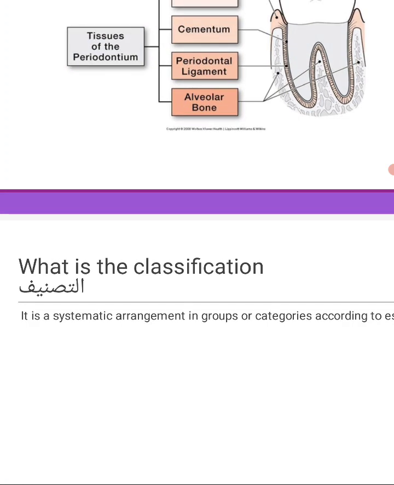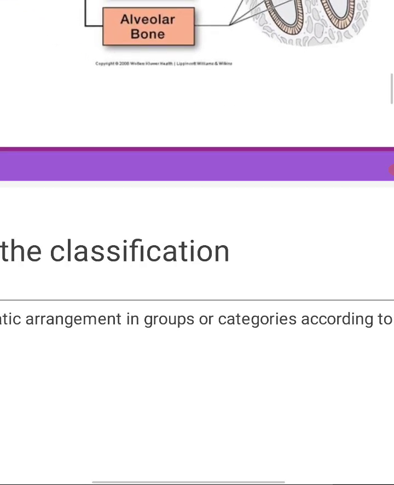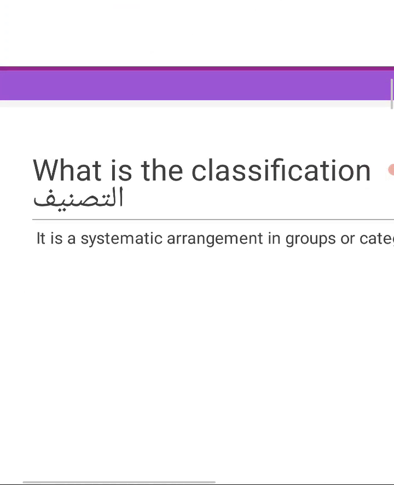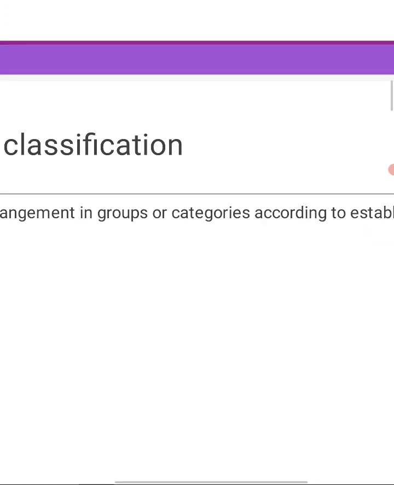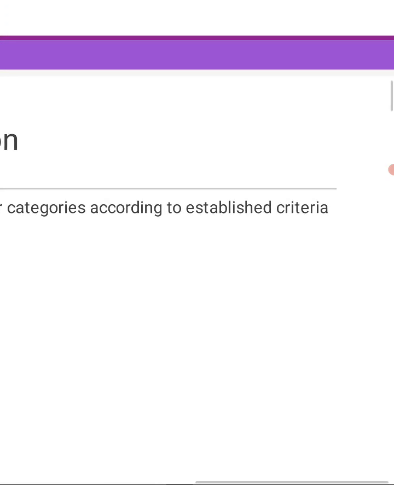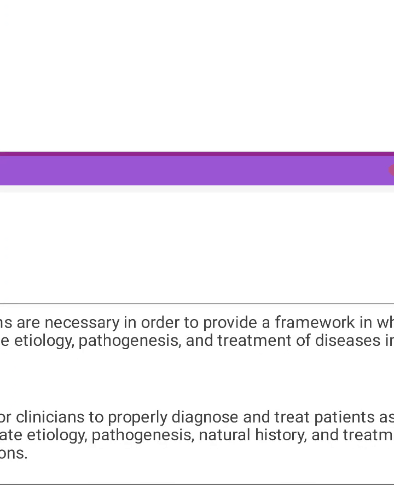Classification in Arabic is التصنيف, or categorization, إنه نخوض كل حاجات اللي بتشبه بعض in category. تمام. We can define it as a systematic arrangement in groups or categories according to established criteria. التصنيف بتاع periodontal diseases في حاجات بتشبه بعض بنسميها periodontitis، في حاجات هنسميها gingivitis and so on.